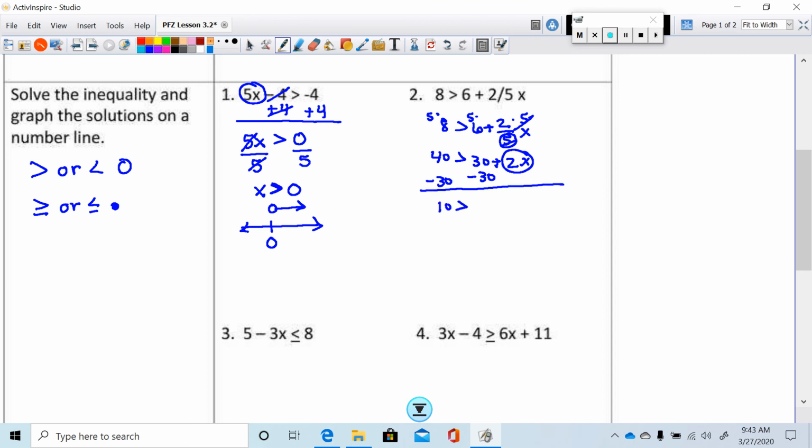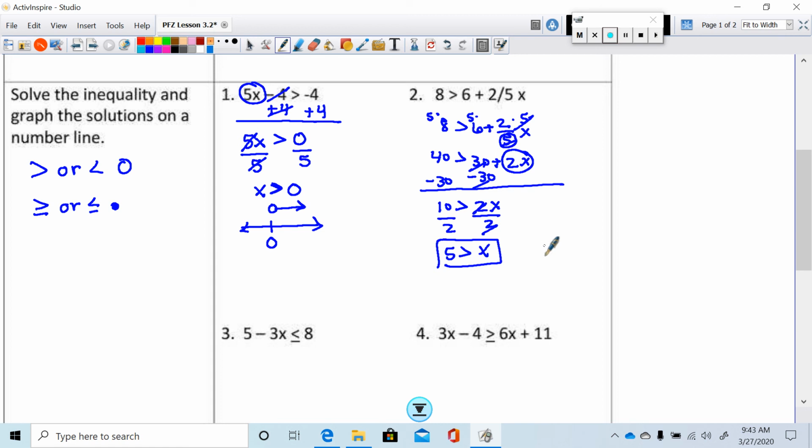So 10 is greater than, opposites cancel, 2x. This is 2 times x. The opposite of times is divide. So divide both sides by 2. 10 divided by 2 is 5. So 5 is greater than, top cancels with bottom, x. So that is my solution.